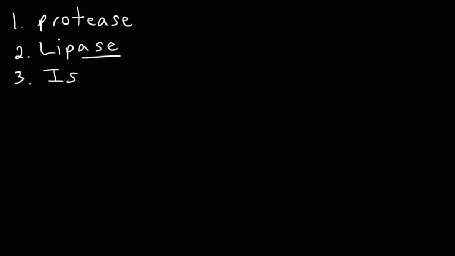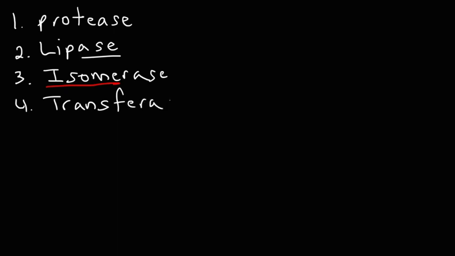Another example is isomerase. So the root word isomer. This is an enzyme that catalyzes rearrangement reactions. It can convert a compound into its isomer. Number 4, transferase. This is an enzyme that is going to transfer something. It transfers a functional group from one molecule to another. The next one is kinase. This enzyme transfers a phosphate group, particularly from ATP to another molecule.